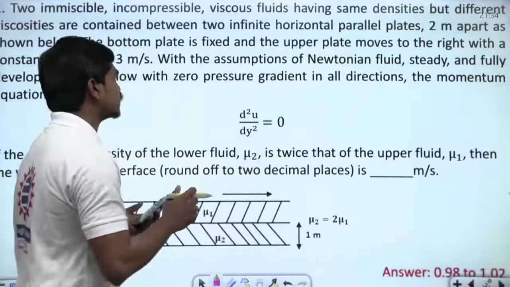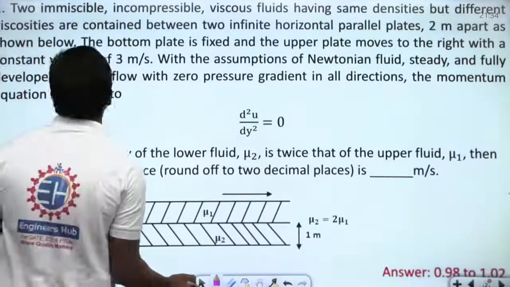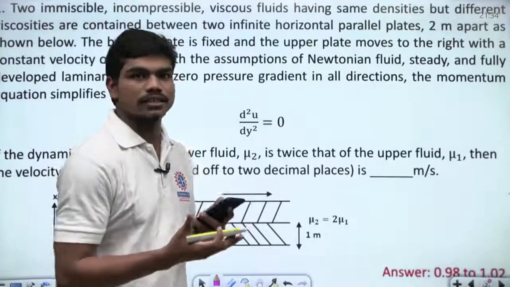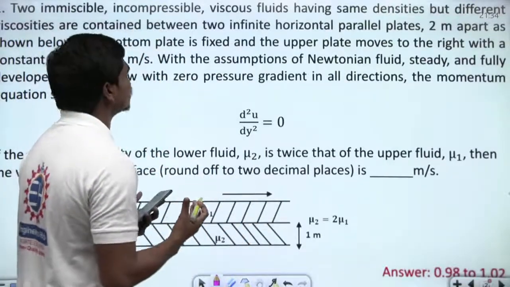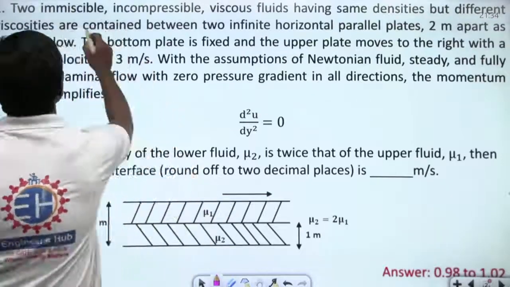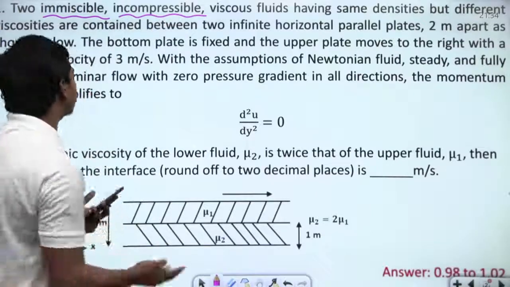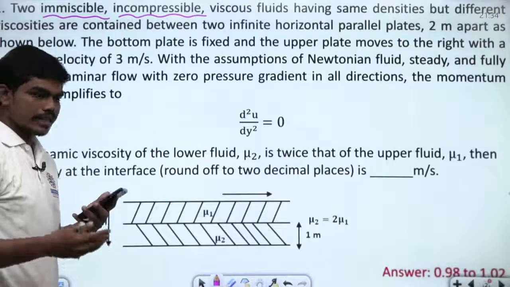So see here, this is our first question. Let us read it. Two immiscible. What is the meaning of immiscible? They can't mix with each other, correct? So two immiscible, incompressible, viscous fluids. These two words have to be identified. Immiscible and incompressible means the density doesn't change, and of course these two fluids cannot mix.